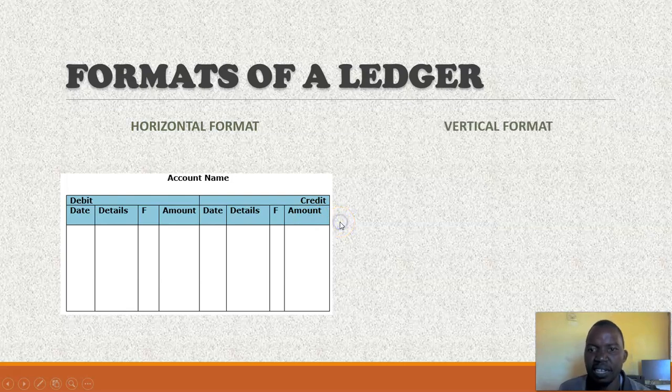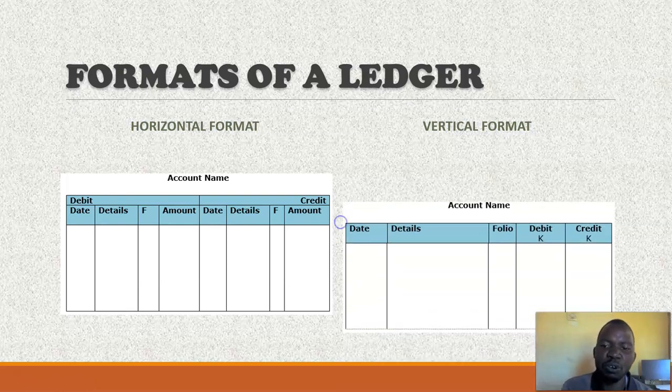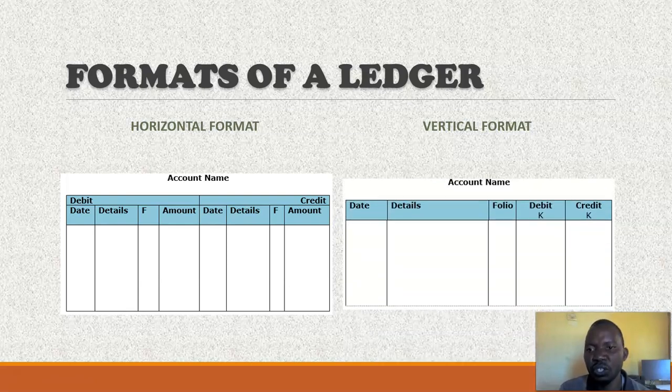Let's look at the other format. It's called the vertical format. The picture below shows how the vertical format looks. It has the account name and it only has one date column, one details column, one folio column, then a debit column and a credit column. I'm sure most of you have been using the vertical format, but you should also try to use the horizontal format, because some books will use this one, others will use the other one.